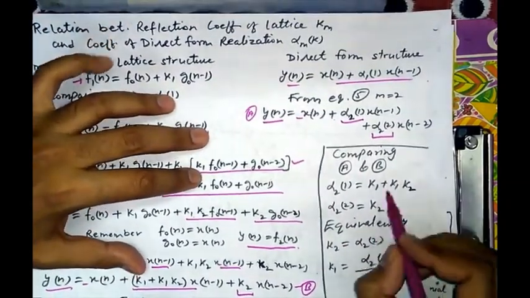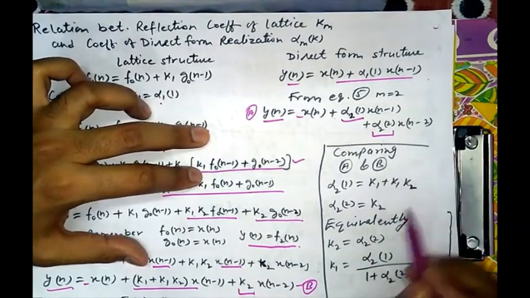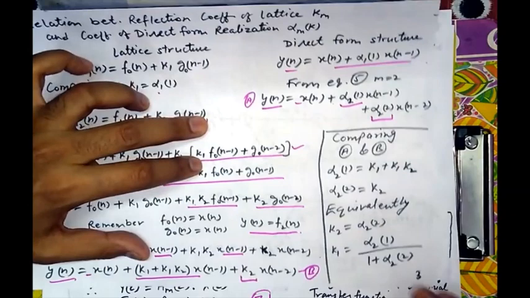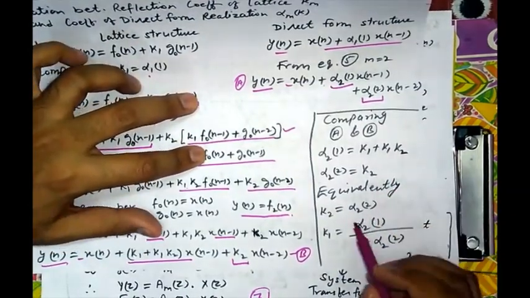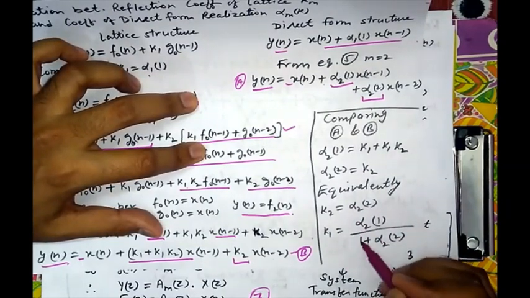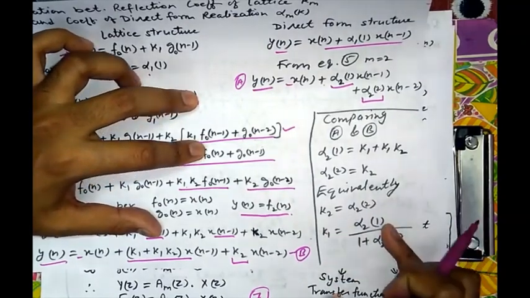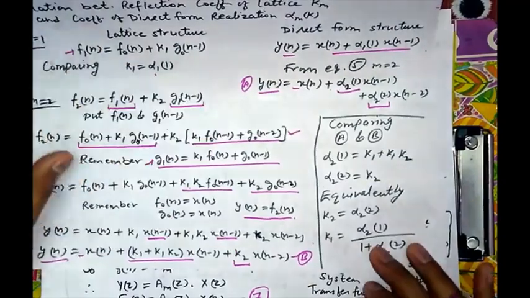So comparing these values we have the result. Alpha 2 1 is equal to k1 plus k1 k2, this value. Alpha 2 2 is equal to k2, this value. Or equivalently we can also relate it like that: k2 equal to alpha 2 2 and k1 equal to alpha 2 1 by 1 plus alpha 2 2. That is lattice coefficient in terms of filter coefficient, and these are filter coefficients in terms of lattice coefficient.